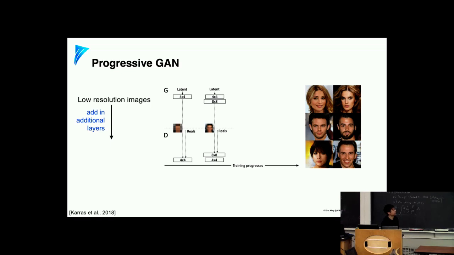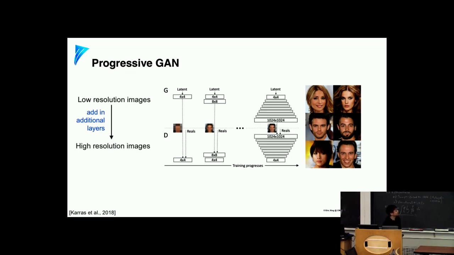And this process goes on. In the end, we can get a very large generator and discriminator, and the resulting images are of high resolution. So this is basically a very simple and straightforward idea: we train the model in a progressive way. We start with a very simple problem and gradually increase the difficulty of this problem, and in the end we address the problem of interest.